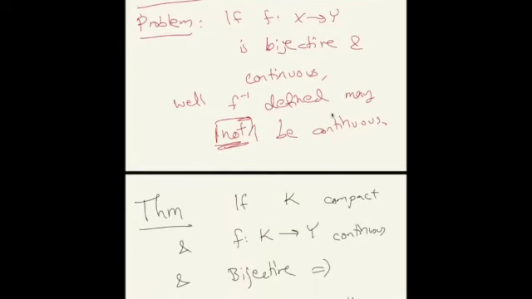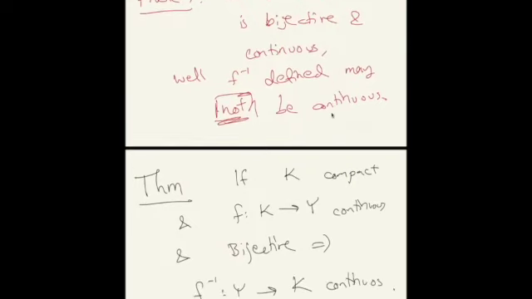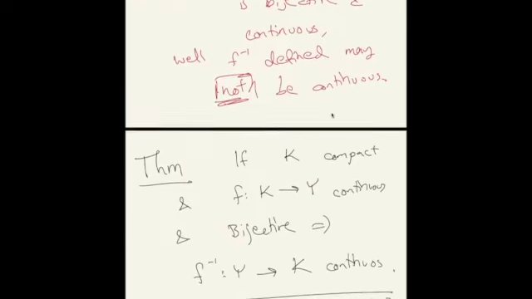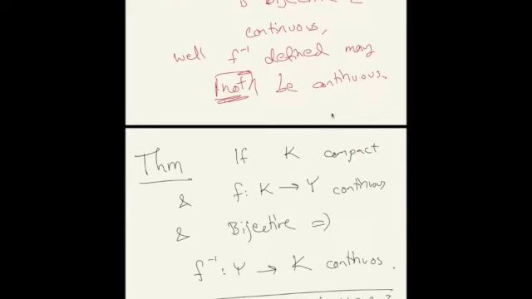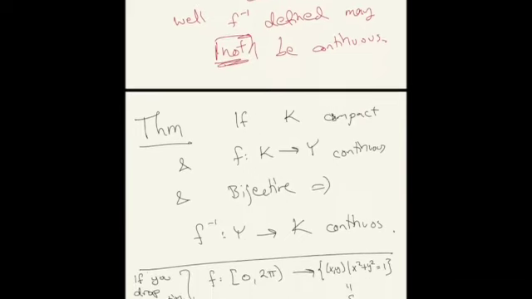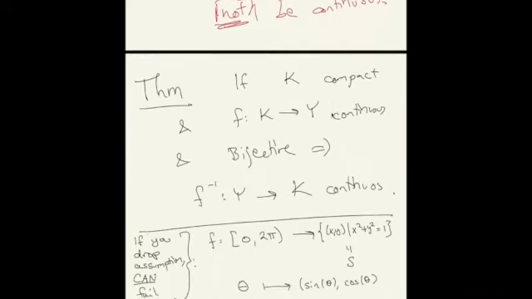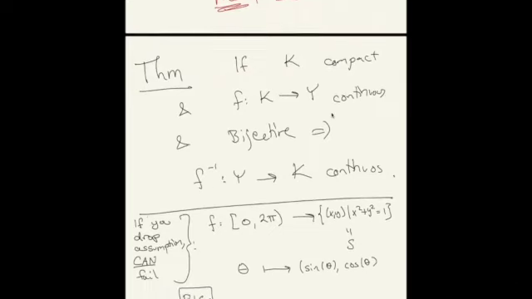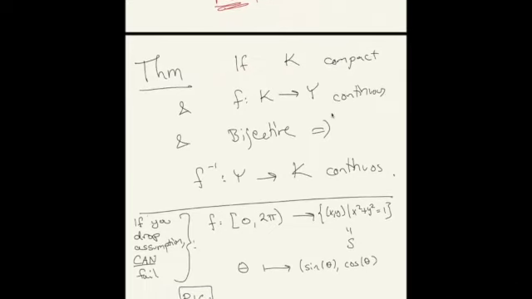And this is the problem. But what saves you is if the domain is compact. So compactness again comes to the rescue. If K is compact, and you have a continuous function on that compact set, or in this case, the whole space, that is bijective, so it has an inverse, then that inverse will automatically be continuous.